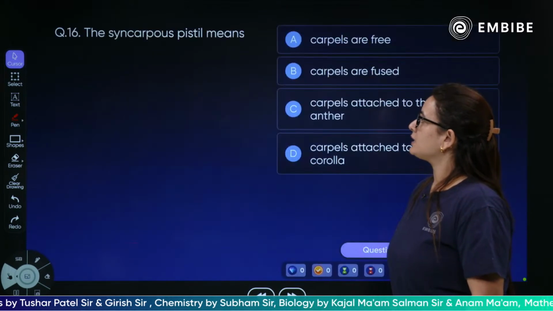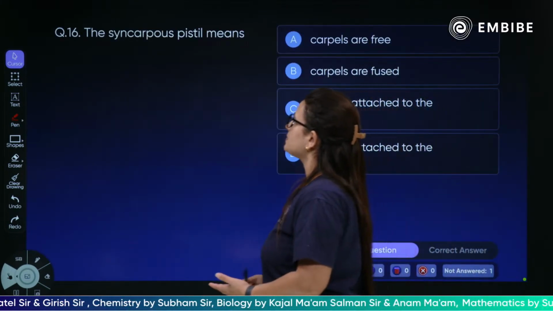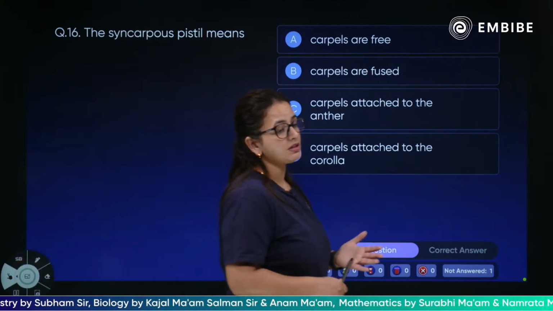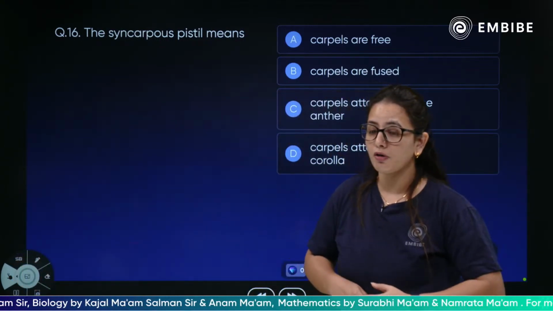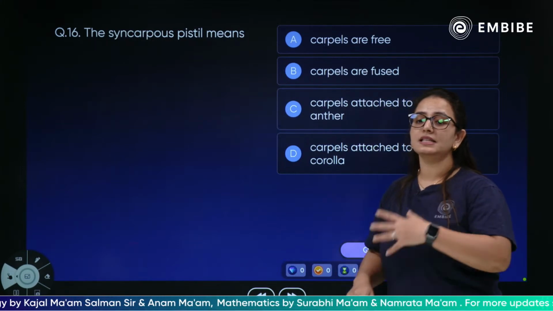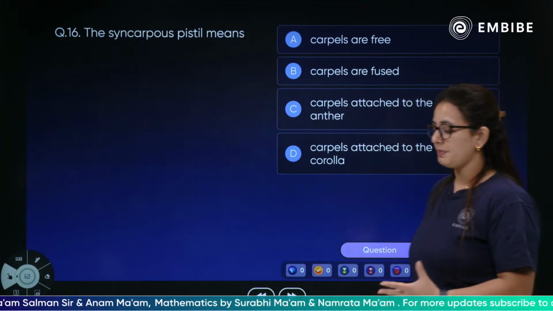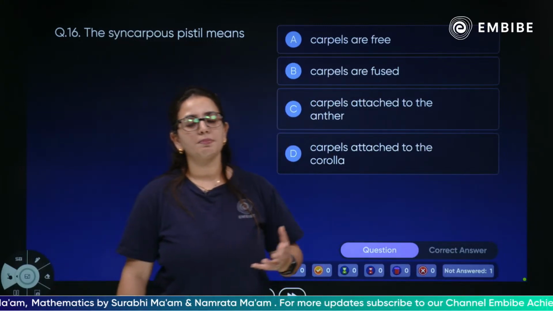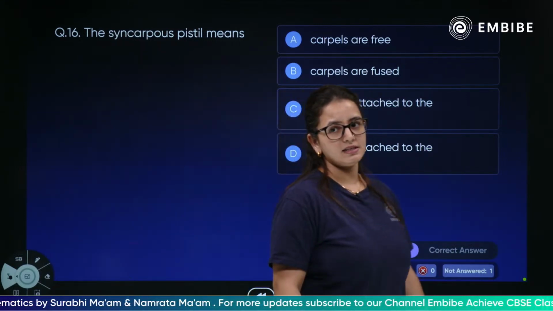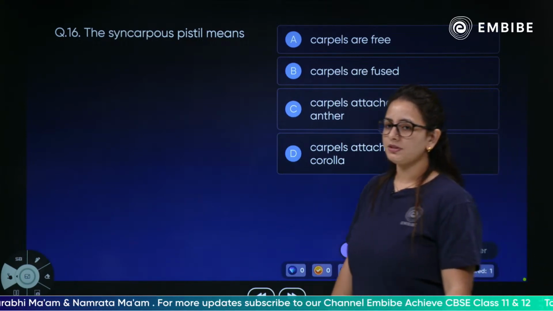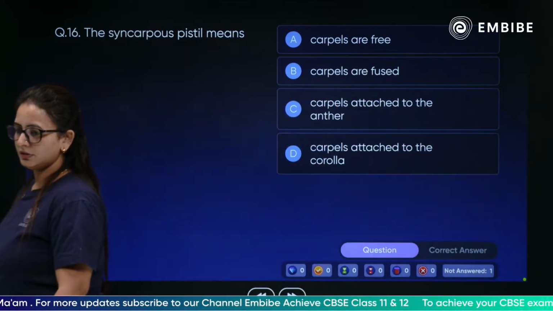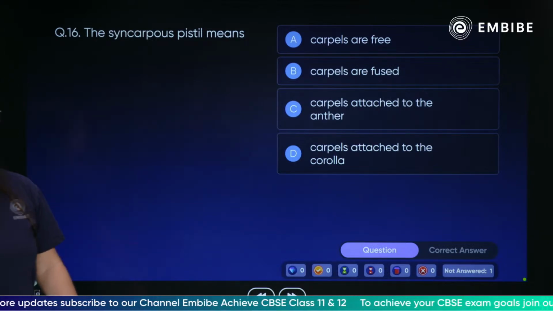Moving forward to our next question, next we have the syncarpous pistil, meaning syncarpous, apocarpous condition. You must have studied in the 11th standard in the morphology chapter. What is the syncarpous condition of the pistil? What do you mean by the syncarpous pistil?